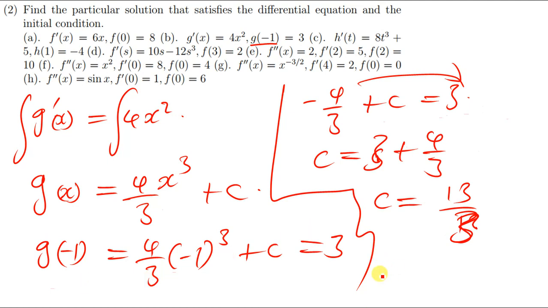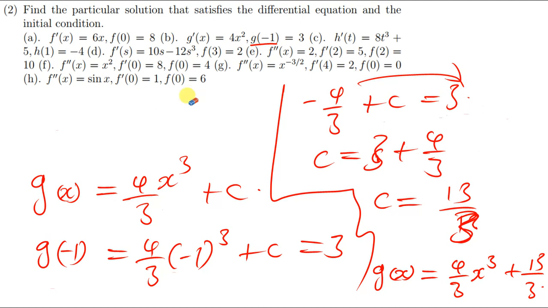We can now write the particular equation, which is g of x is equal to 4 over 3 x to the power 3, then plus 13 over 3. Okay, so that's the particular equation. Let's move on to the next one.